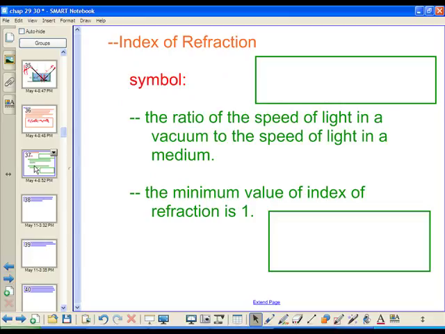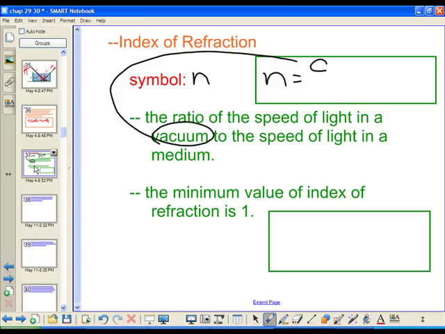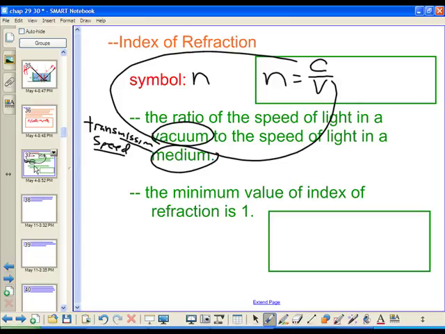So, the index of refraction. We use the symbol of a lowercase n. And n is the ratio of the speed of light in a vacuum, which is c, to whatever the speed of light in the medium is. Keep in mind that's the transmission speed, that rate of transmission going through. The value for c would be 3 times 10 to the 8th meters per second, and that's our speed of light.